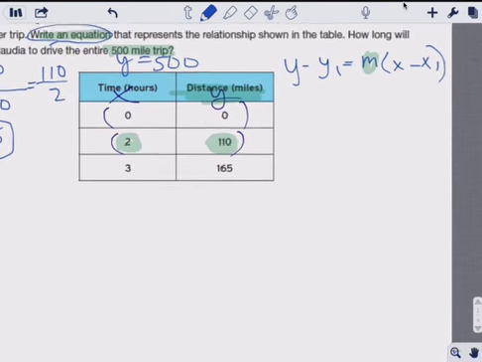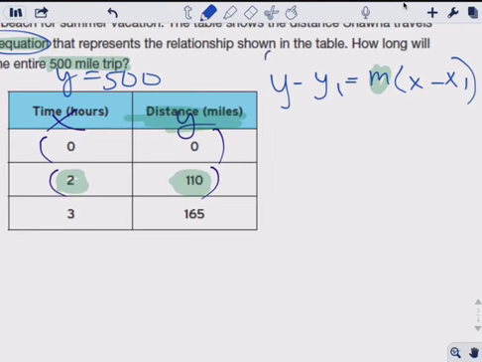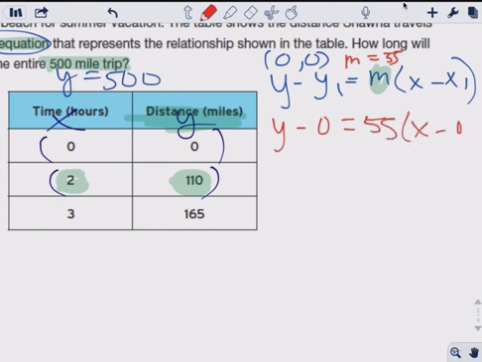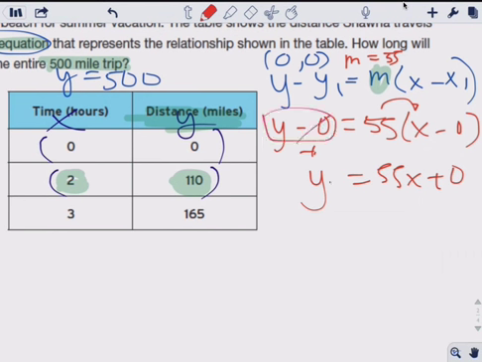So which point do we choose? Let's choose (0, 0), and m is 55. So we've got y minus 0 equals 55 times x minus 0. Distribute: 55x plus or minus 0 doesn't matter, and y plus 0 is just y.